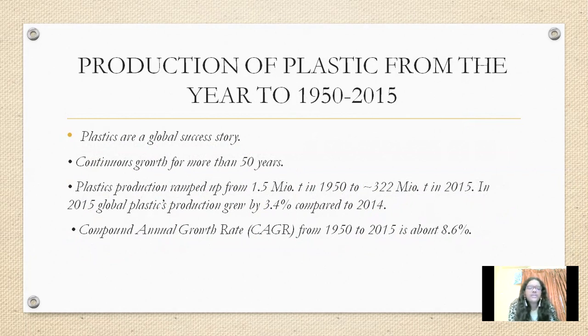In 2015, global plastic production grew by 3.4 percent compared to 2014. Compound annual growth rate, which is also known as CAGR, from 1950 to 2015 is about 8.6 percent.